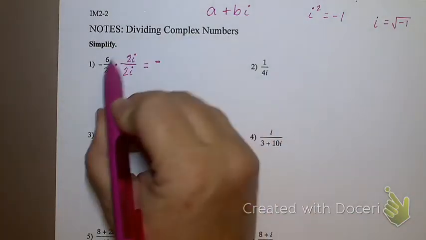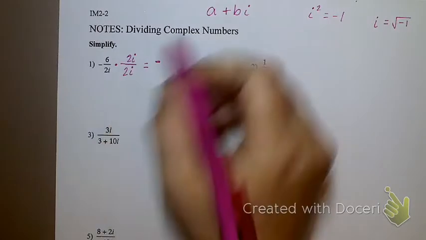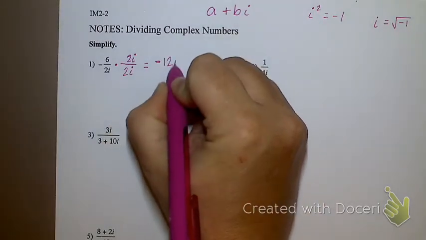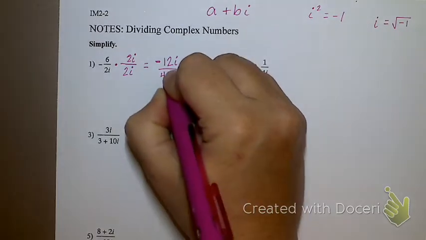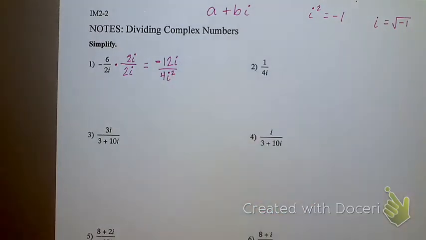And then multiplying, I'm just multiplying across. 6 times 2i would be 12i. And 2i times 2i would be 4i squared. What do I do with the i squared?